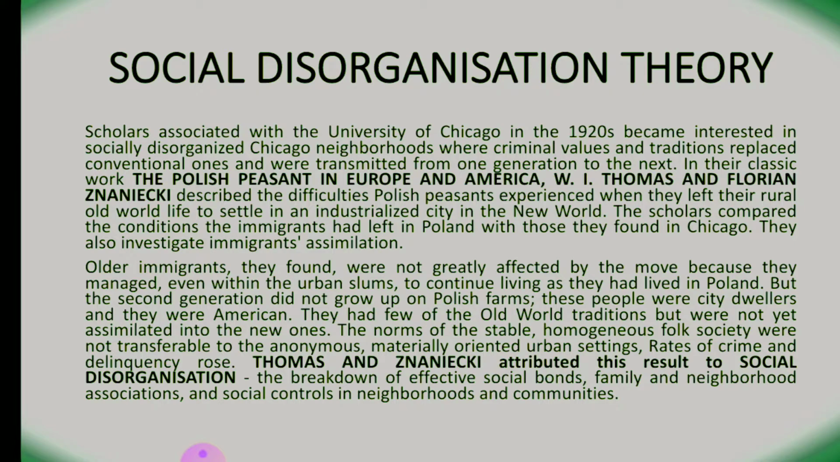In their classic work, The Polish Peasant in Europe and America, W.I. Thomas and Florian Znaniecki described the difficulties Polish peasants experienced when they left their rural way of life to settle in an industrialized city in the United States. The scholars compared the conditions the immigrants had left in Poland with those they found in Chicago. They also investigated immigrants' assimilation.